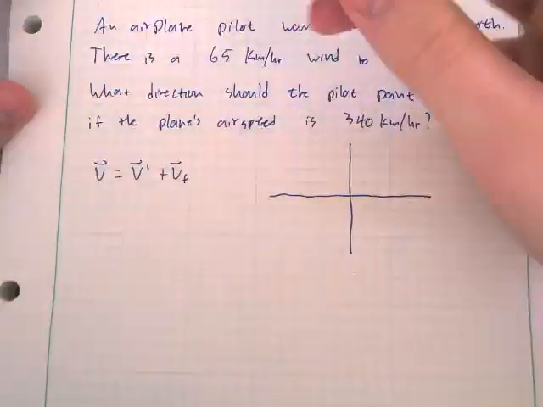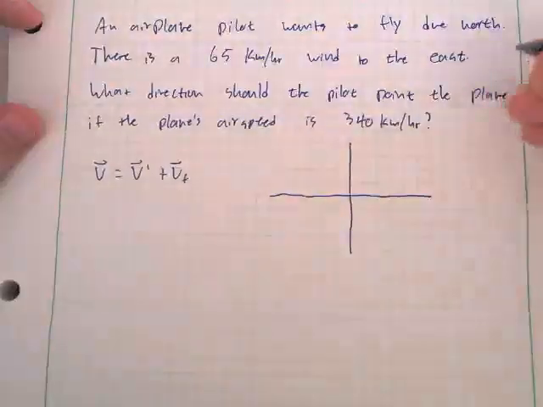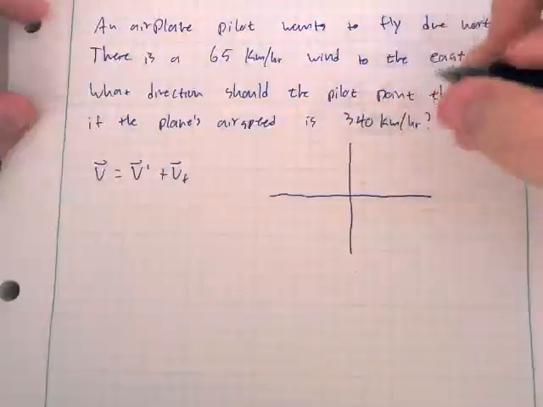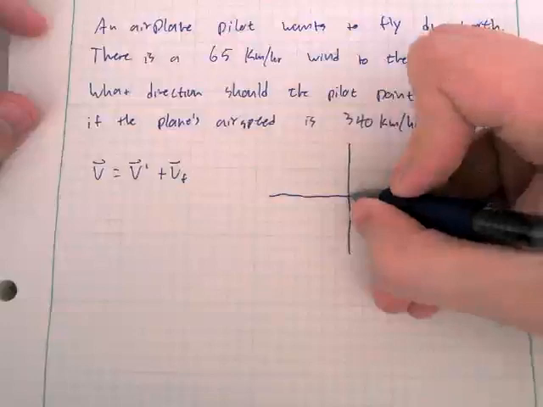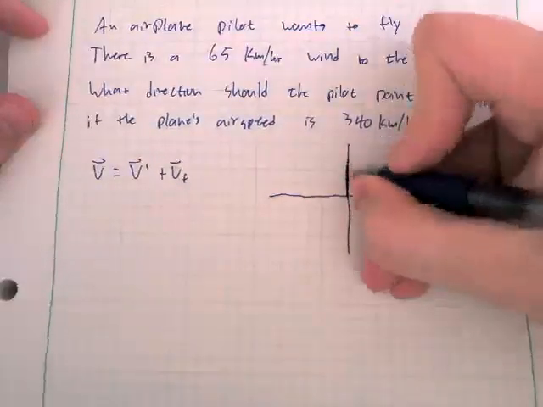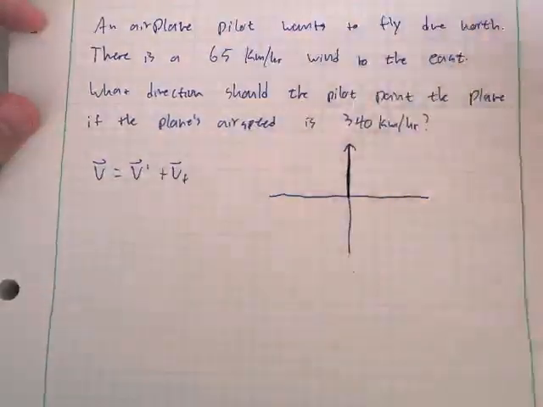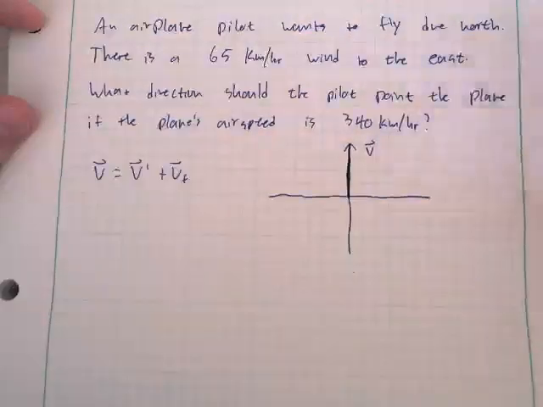The first thing we're told is that an airplane pilot wants to fly due north, right? So we can assume they mean they're flying due north relative to the ground. If you're going to navigate from one airport to the next, those are points on the ground, so you need to know what your velocity is relative to the ground. I don't know exactly how fast this pilot is going to end up going relative to the ground. I don't know what that speed is going to be, but I do know that the direction of their overall velocity relative to the ground had better be north, right?